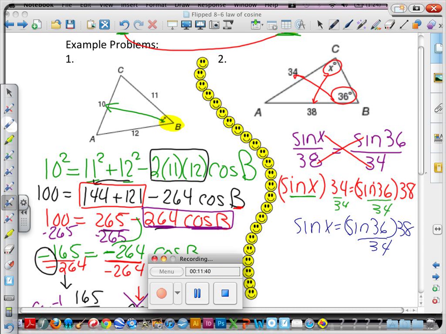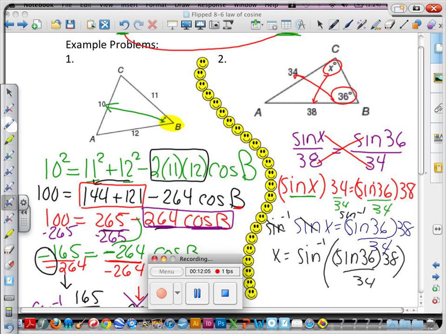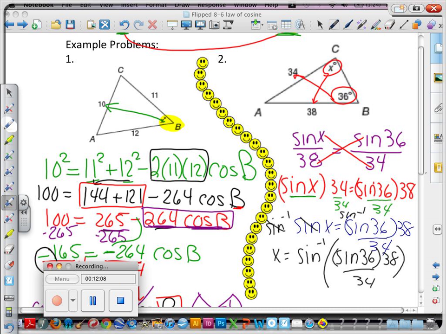Once again, you've got to get rid of the word sine, the trig function. It's not divide. It's multiply by the sine inverse. Okay, we just covered this in our last section. These cancel. Multiply by sine inverse. X equals sine inverse. Now type that all in your calculator: sine 36 times 38, and then all divided by 34. When I do that, I'm going to get x to equal approximately 41 degrees.